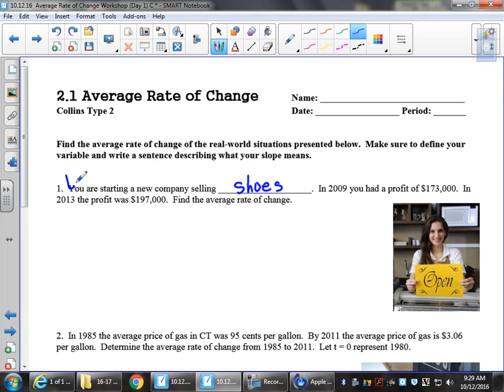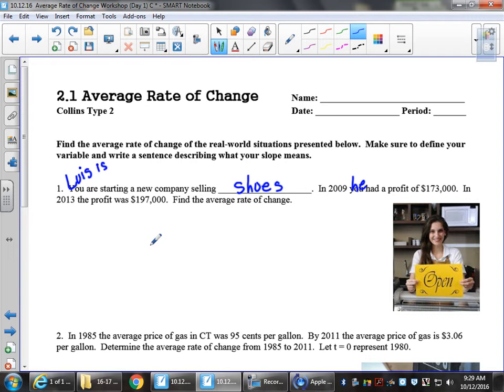So Lewis is starting a new company selling shoes. In 2009, he had a profit of $173,000. And in 2013, the profit was $197,000. I'm told to find the average rate of change.